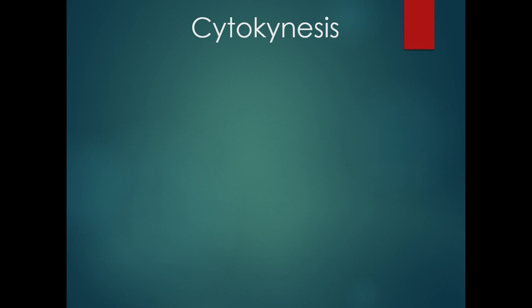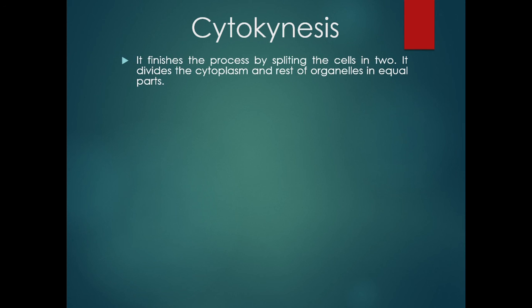And then we have the cytokinesis. It finishes the process by splitting the cells in two. It divides the cytoplasm and rest of organelles in equal parts. So the cytokinesis is the last stage of the cell cycle. And just like it was specified in here, the cytoplasm is divided in equal parts as well as the organelles.